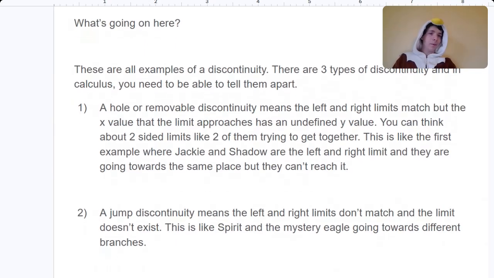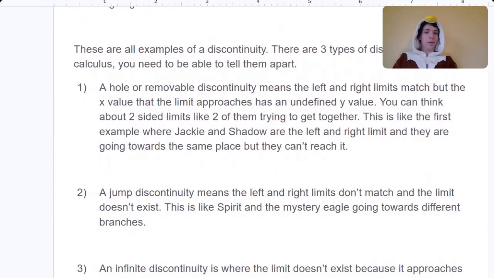Now, a jump discontinuity is what we call it when the left and right limits don't match. So that means the limit doesn't exist. There could still be a value of the function that's defined, but it just means the left and right limits don't match. So if you have Spirit and the other eagle, they're flying towards each other, but they end up on different places from the left and the right.